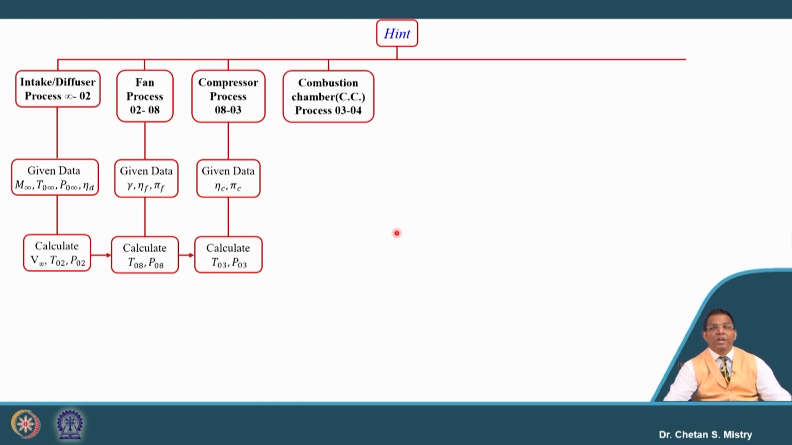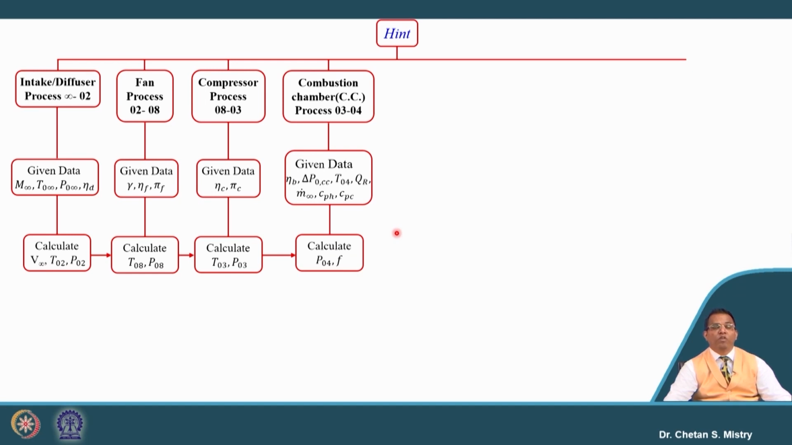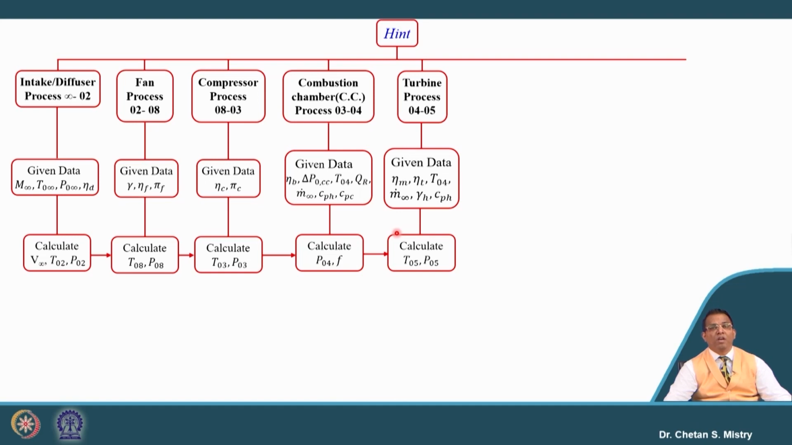The next component is our combustion chamber. For this combustion chamber we are given burner efficiency, pressure drop, turbine entry temperature and Cp value. Based on that we will calculate the fuel air ratio and the exit pressure from the combustion chamber. Then we have the turbine. For this turbine we are given mechanical efficiency and turbine efficiency. We know the Cp value and gamma. Based on that we can calculate the exit pressure and exit temperature from the turbine.